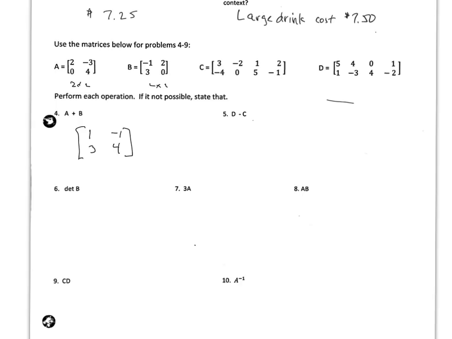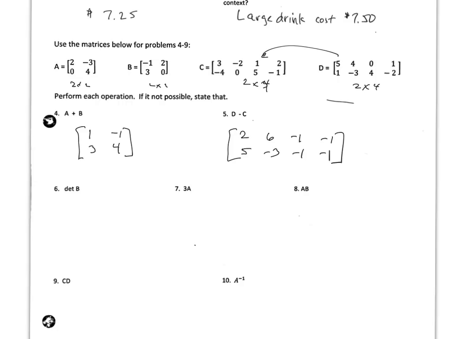For subtracting, please make sure you do this in order. The order matters on subtracting. Order matters on multiplying as well. So this is a 2x3, and D is also a 2x3, so we can add or subtract these. Again, make sure you go this way. So 5 minus 3, 4 minus -2 is 6, 0 minus 1, 1 minus 2. In the bottom, we get 5, -3 minus 0, 4 minus 5, and -2 minus -1.